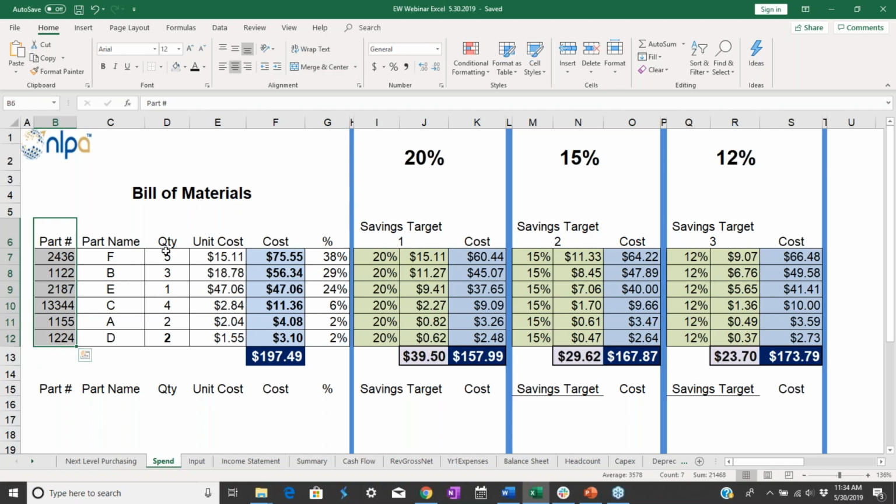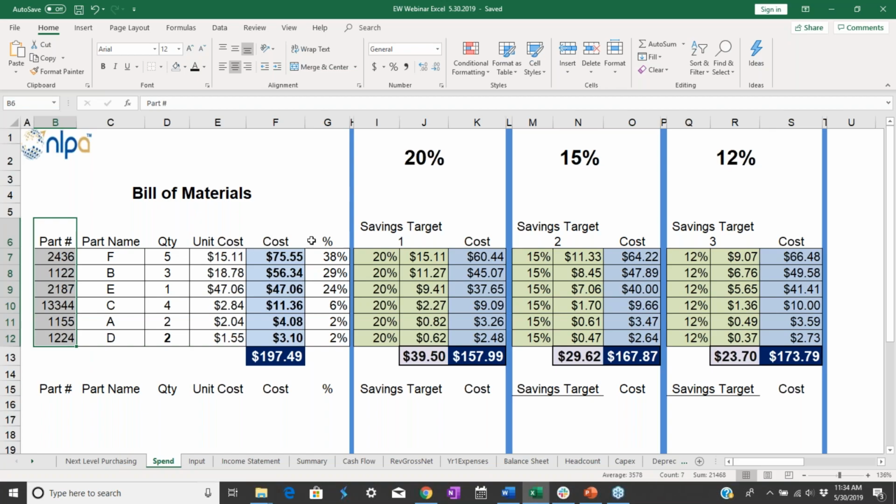And the quantities that go into this assembly, in this case, part F, it'll be five pieces, and the unit cost is $15.11, and that's a total cost for that part in this major component or major product. The cost is $75.55, and that accounts for 38% of the cost.